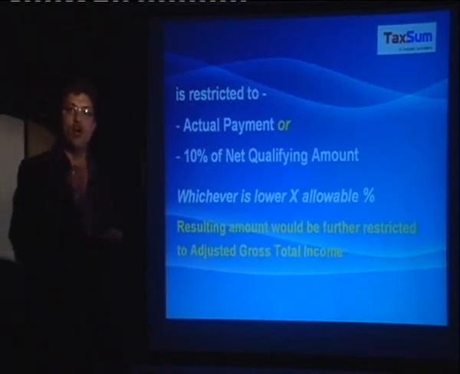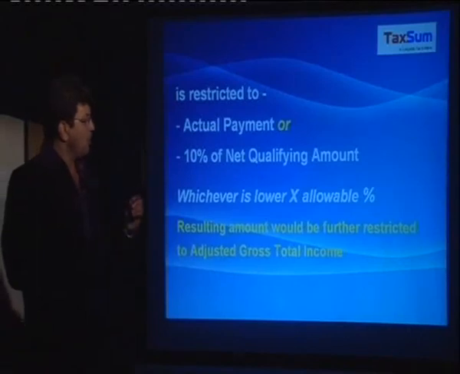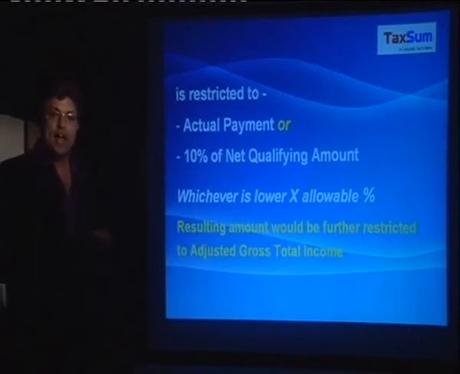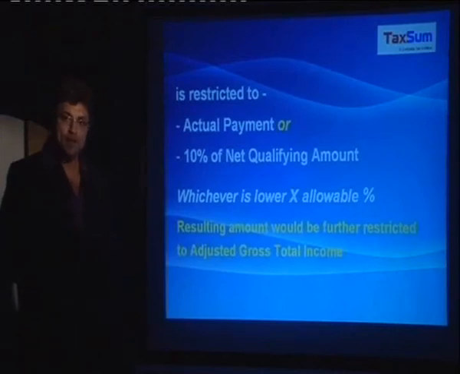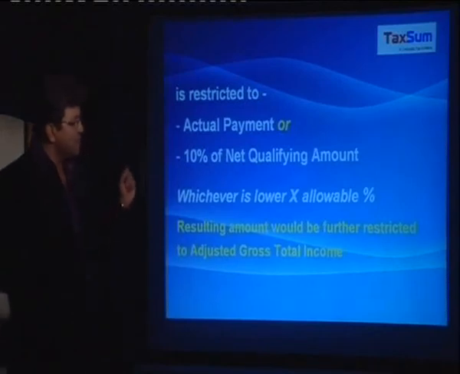Say for example, I have made a donation of rupees 1 lakh. Then how to calculate? First I will take the figure of 1 lakh, or 10% of net qualifying amount. Net qualifying amount is calculated. First of all, I have to calculate adjusted gross total income. Of that adjusted gross total income, I have to calculate 10%. That would be considered as 10% of the net qualifying amount. Whichever is lower, I have to select, and on that amount I have to apply the allowable percentage. Resulting amount would be further restricted to the adjusted gross total income, which we have already seen previously.